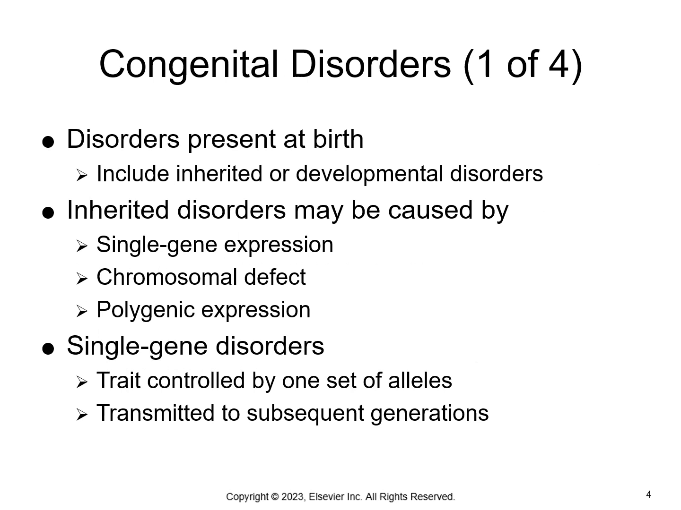Congenital disorders are present at birth. Inherited disorders can be caused by a single gene trait, meaning that the trait is controlled by one gene, or a chromosomal defect, meaning that something's wrong with the pair of chromosomes, or polygenic expression, meaning that it's caused by multiple genes. Single gene disorders are caused by a change in one gene in the reproductive cells that's transmitted throughout the generations.